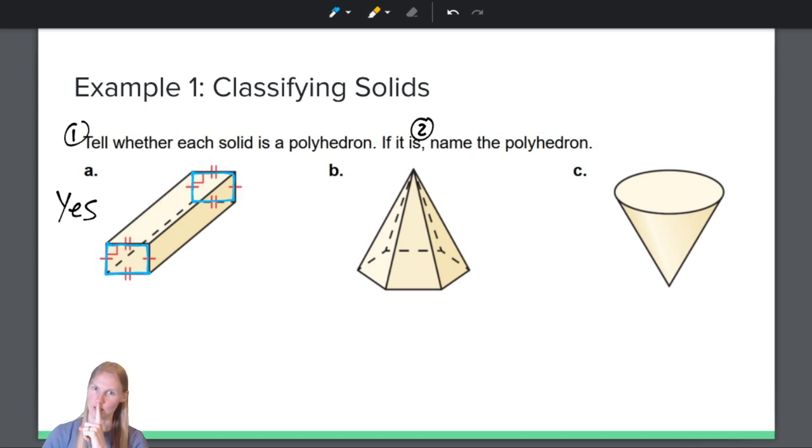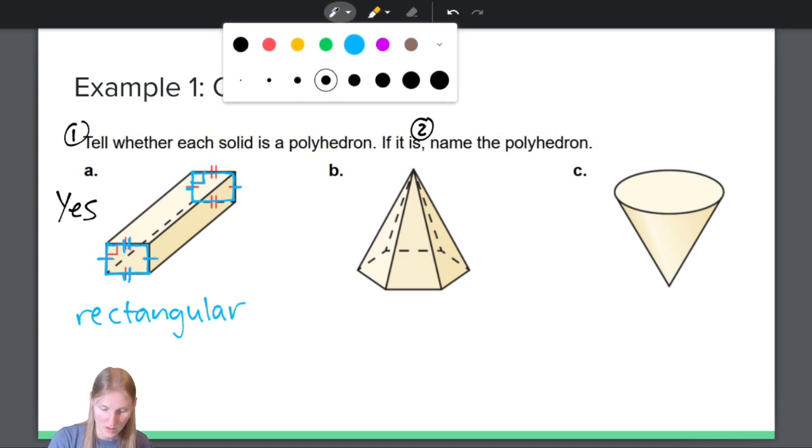And what are those shapes? I want you to think about it for a second. What do these red markings mean? We have congruent sides. The left and the right are congruent. The top and the bottom are congruent for both of these. And they gave you a right angle box in the corner. That is enough information to know that these are rectangles. And how do we name a polyhedron? We name it using the base. So this is a rectangular prism.